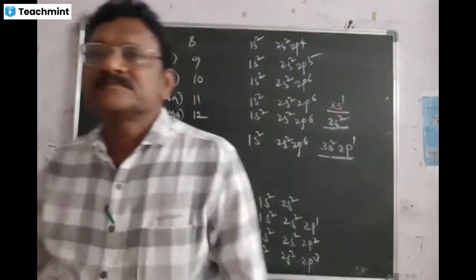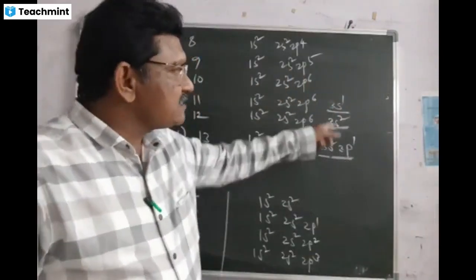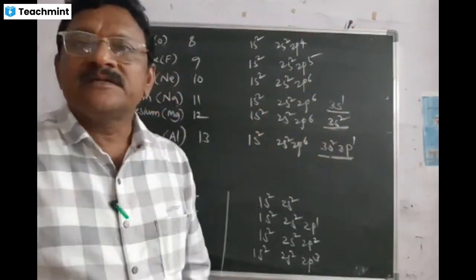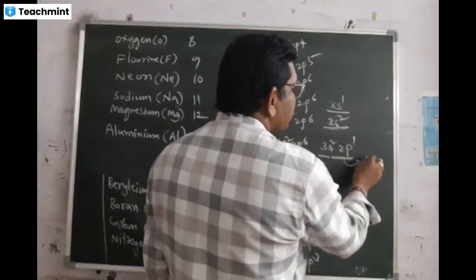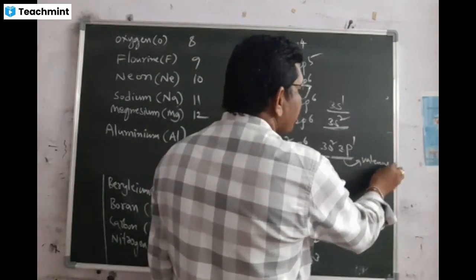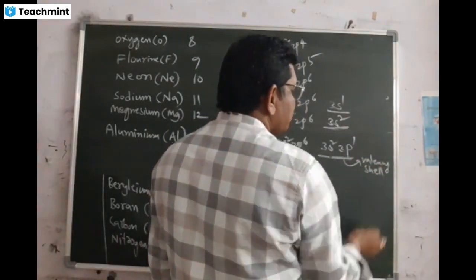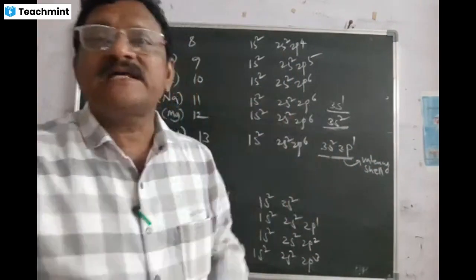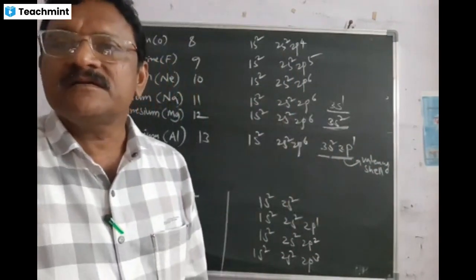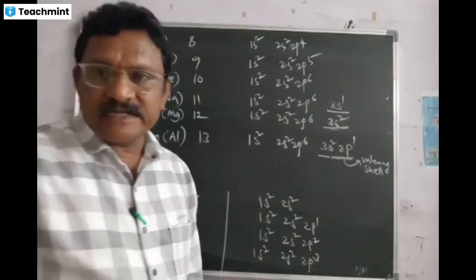Valence cell. Yesterday we discussed that the last orbital, the last cell, is called the valence cell. So the third cell is the valence cell. Whatever electrons are present in the valence shell, those are called valence electrons.